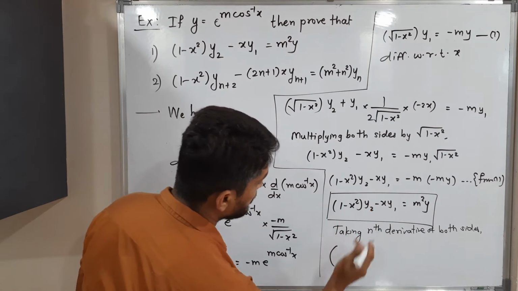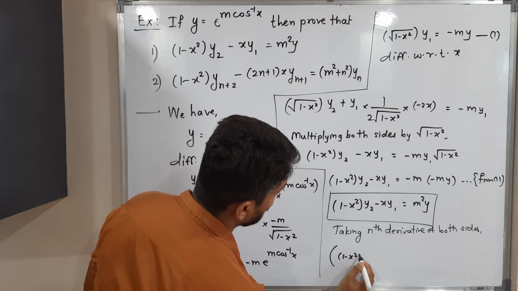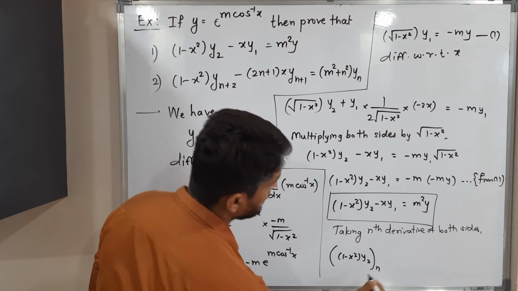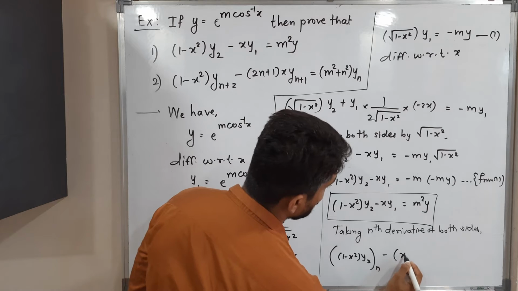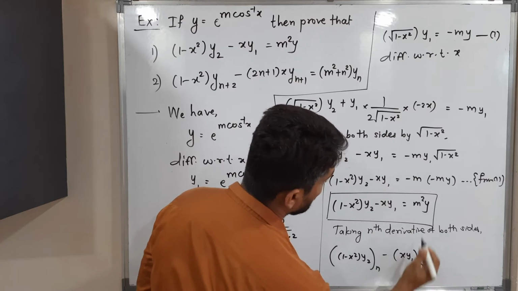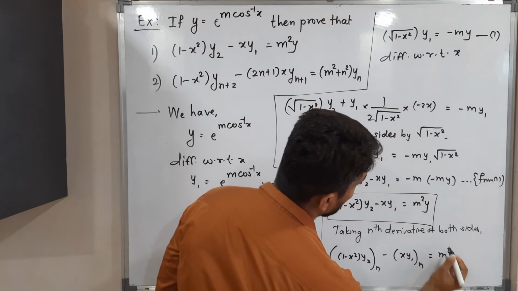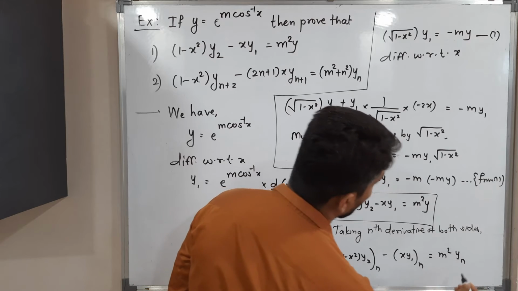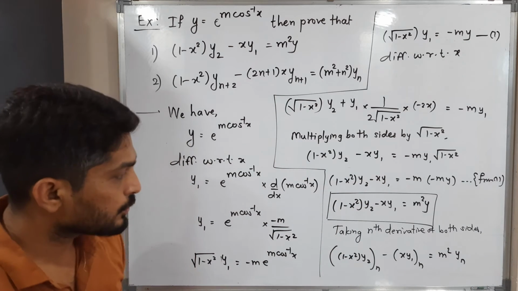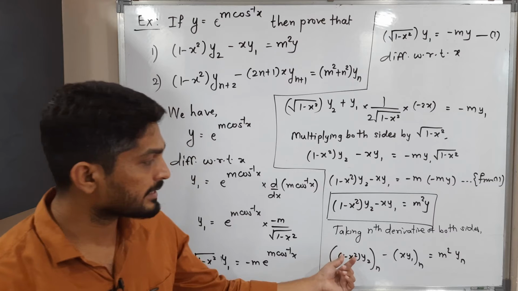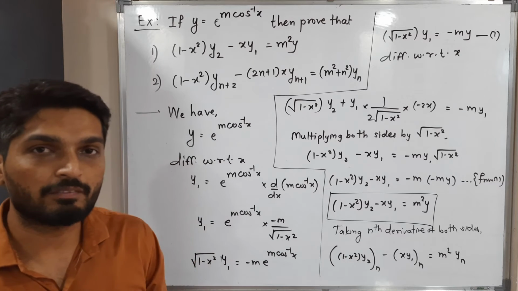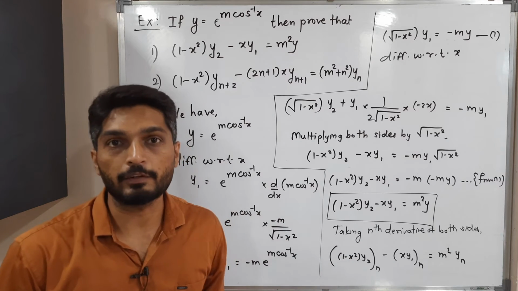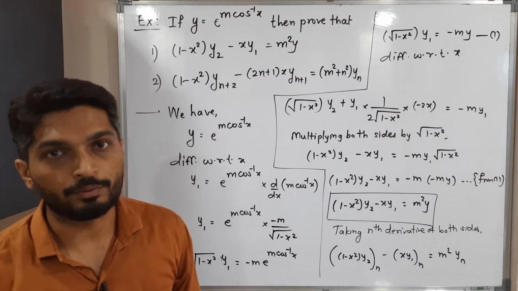So this first term we have (1 minus x square) y2, we have to take its nth derivative, minus x y1, this is the next term, we have to take nth derivative, m square constant outside, nth derivative of y is yn. Okay, so now we have to find their derivatives, but as you can see there is a product, and when we have a product and we have to take nth derivative, we go for Leibnitz rule, right?